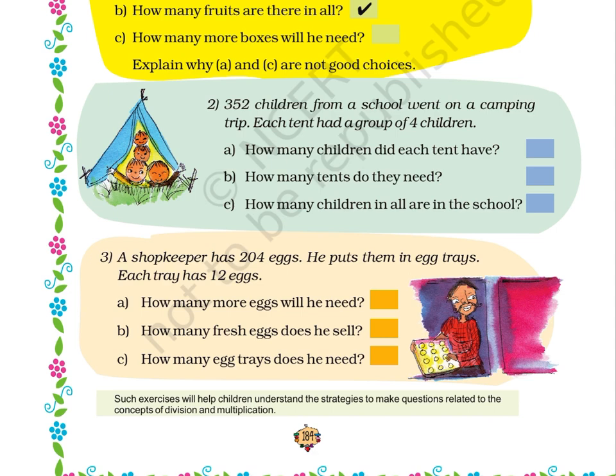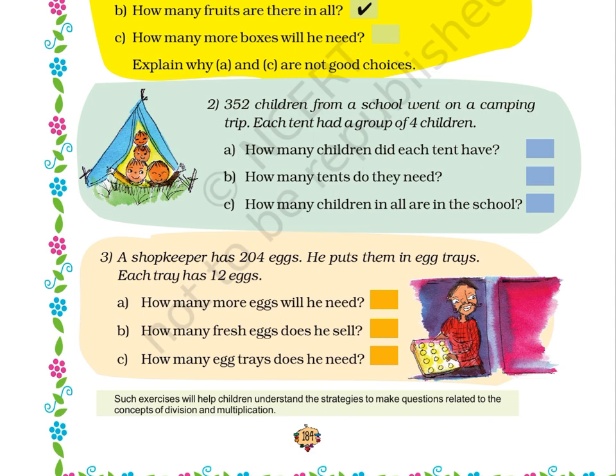3. A shopkeeper has 204 eggs. He puts them in egg trays. Each tray has 12 eggs. A. How many more eggs will he need? B. How many fresh eggs does he sell? C. How many egg trays does he need? Tick the one question which matches with the given problem.